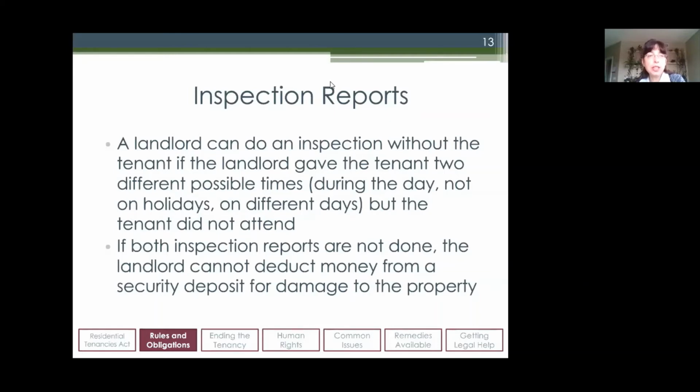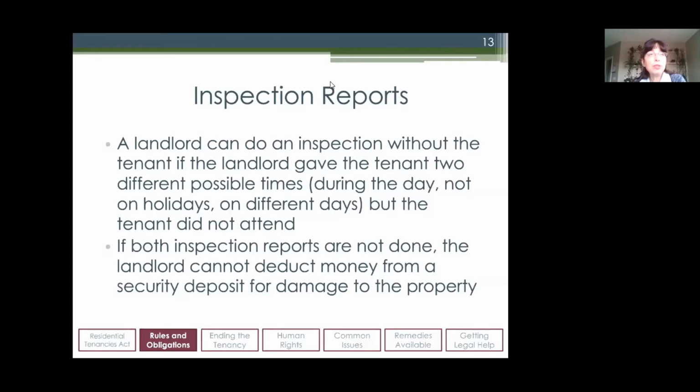And the rationale for that is, it's hard to know what is your damage and what was already existing damage if it is not notated in writing from the outset what kind of deficiencies and problems there were with the place. Sometimes landlords still deduct money without the inspection report, so then you may have a strong claim for the return of your full security deposit.